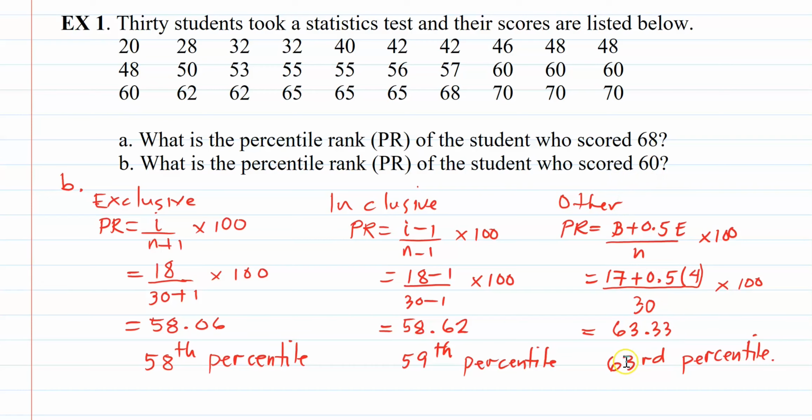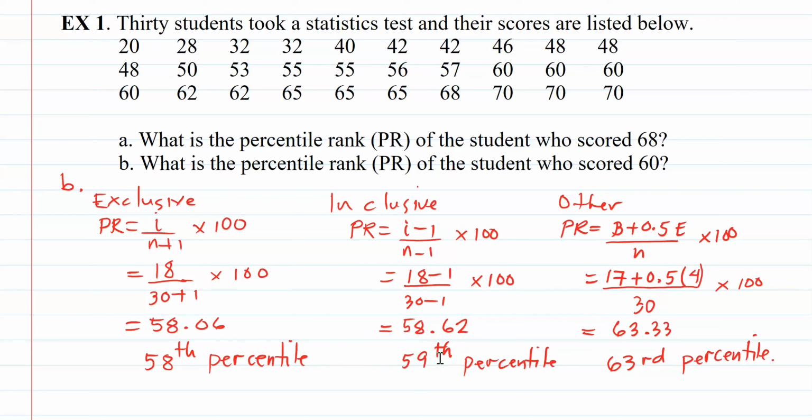63rd. Again, using the exclusive method, it's 58th percentile rank. Using the inclusive, it's 59th, and using the other method it's 63rd. These numbers are different from each other because we're using different methods. Also, I want to point out that we're rounding the percentile rank to the nearest integer.